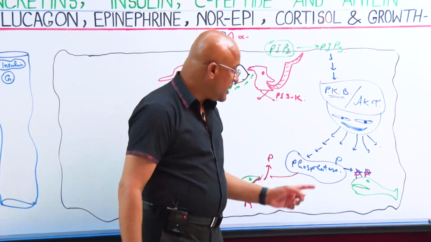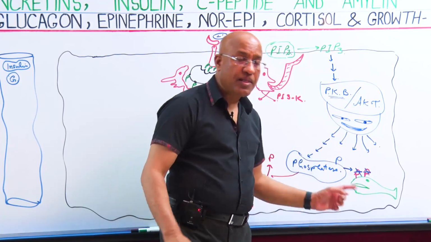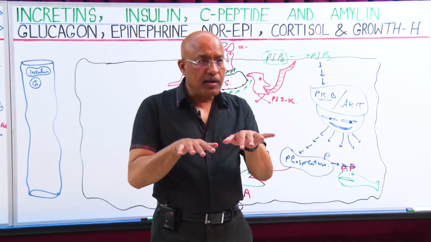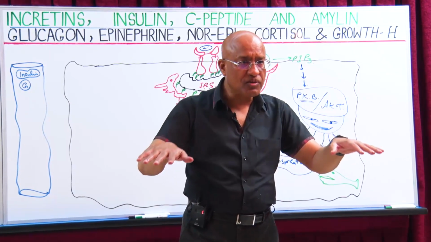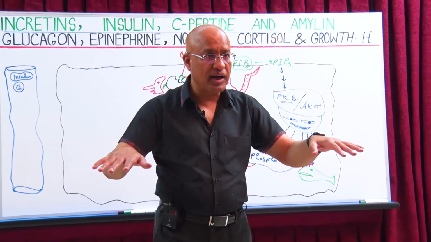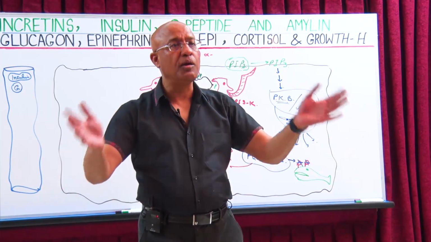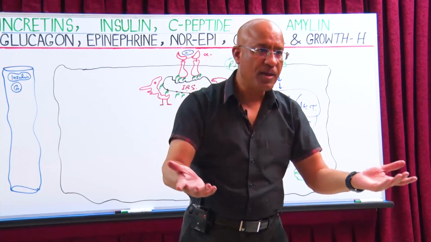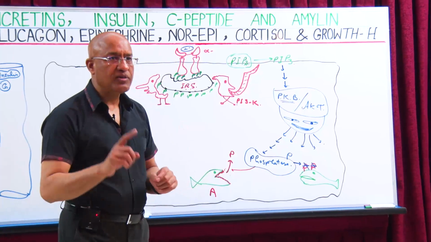So it means the insulin signaling pathway is doing multiple actions on multiple enzymes almost simultaneously, right? Some enzymes are phosphorylated, others are dephosphorylated, some are activated and others are inactivated, right? This is clear.